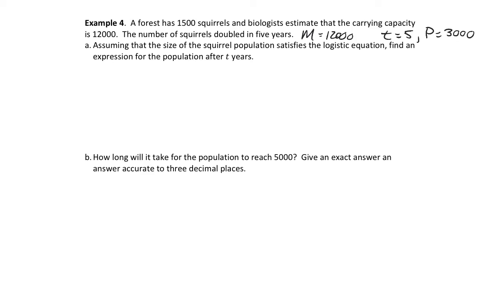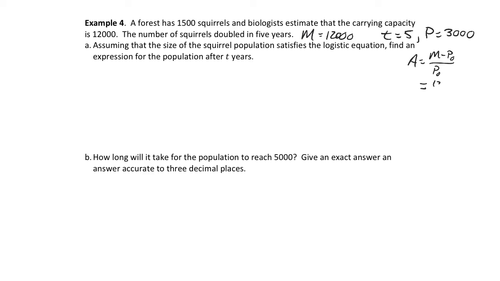We are assuming that the population of the squirrels is modeled by a logistic function. We want to find an equation for the population after 2 years. This is slightly different. It's going to require a little bit more algebra, but we can do it. We do not know what A is. We can figure out what A is, can't we? I guess A, remember, was M minus P0 divided by P0.